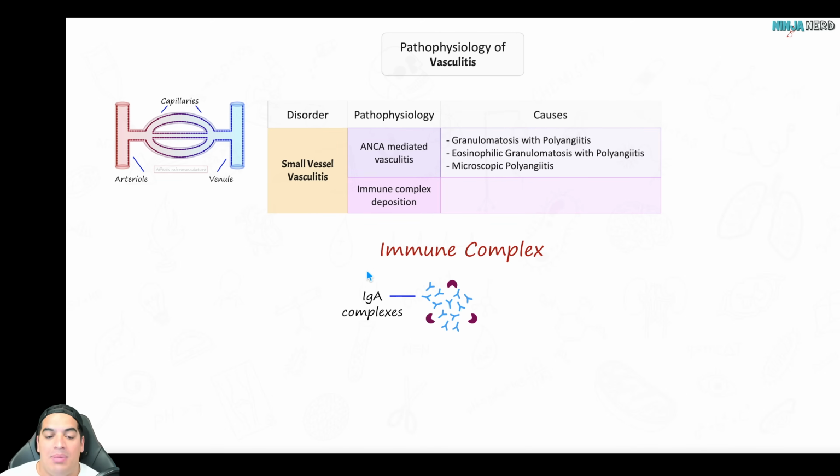These immune complexes can be IgA complexes. And let's say that you have a bunch of IgA antibodies that bind together and they precipitate, and then basically what they do is they go and bind into a tissue.